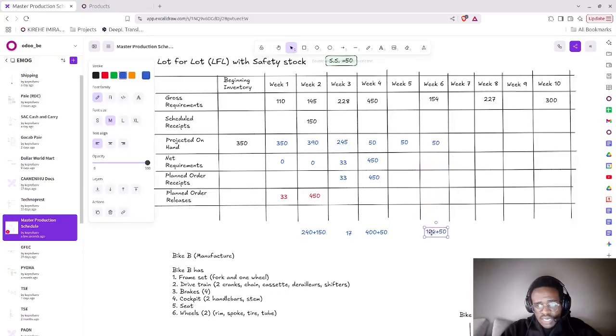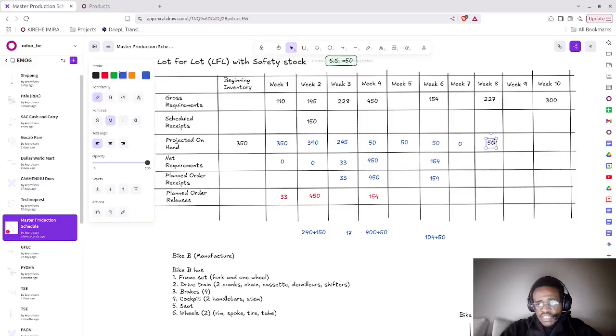So that's 154. So we have a net requirement of 154 bikes. That means we must receive 154 bikes in week 6, and because we have a lead time of 2 weeks, we must order it in week 4. Okay, so that's that. And then week 7 we have 0, so we are carrying forward just 50 bikes. So 154 plus 50 is 254. Supply 154, you're left with 50. So this is 0. This is 50 bikes.